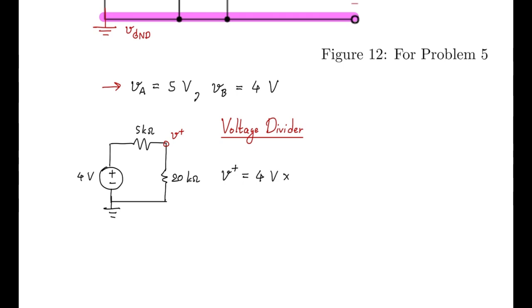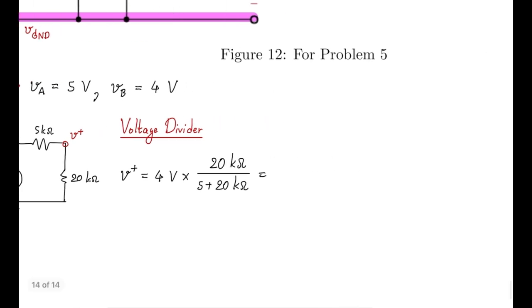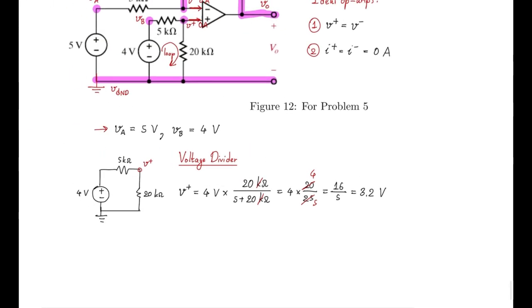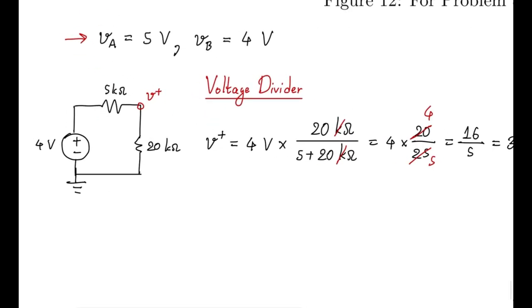In this case, the voltage is equal to 4 volts, the resistance is equal to 20 kΩ, and the sum of resistance is 20 kΩ plus 5 kΩ. Therefore, we get that V+ is equal to 3.2 volts. And that V- is also equal to 3.2 volts.